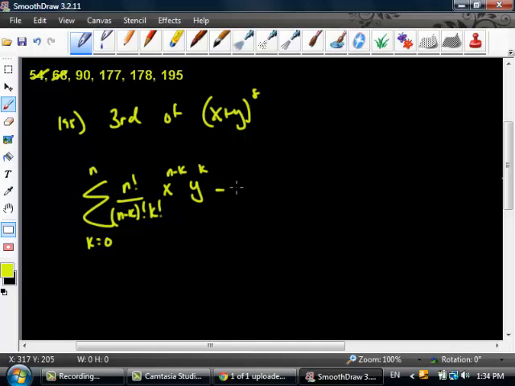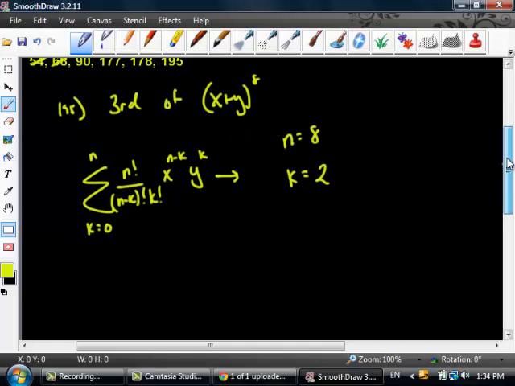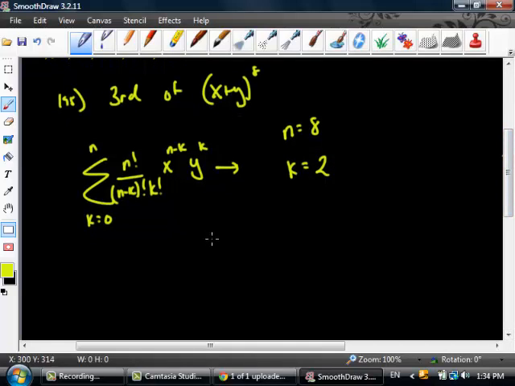So what this translates into, Will, is n equals 8. K equals, since we're looking for the third term, Will, k equals 2. Okay? So what I do is I pump all this stuff into the formula here. So I go 8 factorial over 8 minus 2 factorial times 2 factorial. And that's going to get multiplied by x, because that's my x term here. n minus k is 6 y to the k.